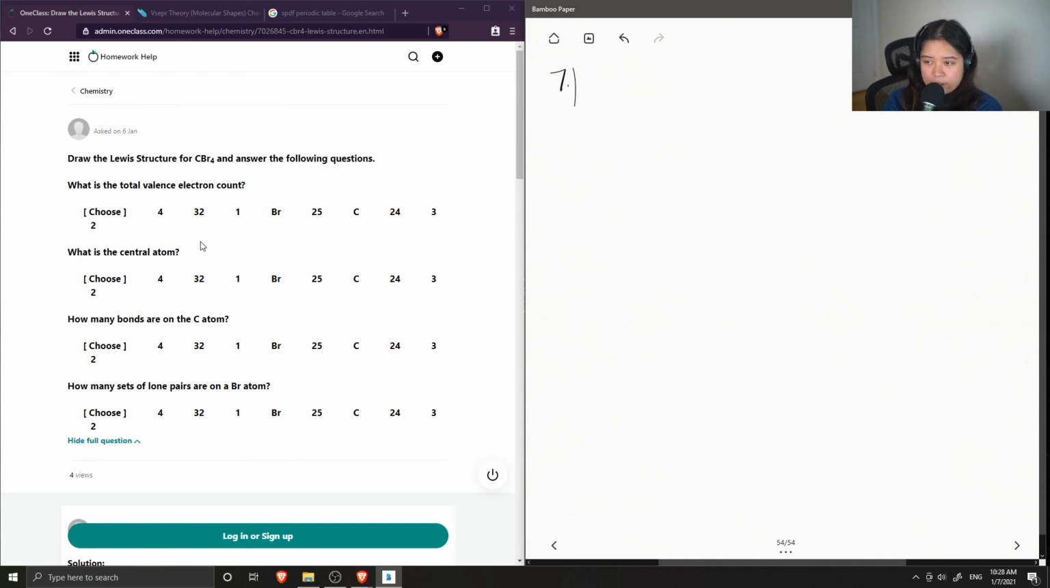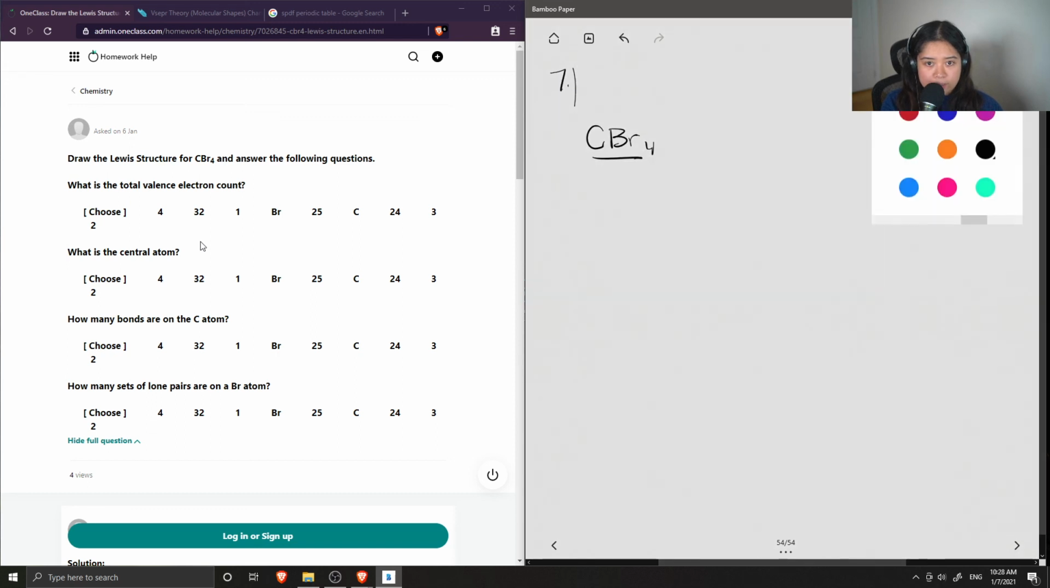Okay, so this will help when we just write out the Lewis structure. So first, let's calculate the total valence electrons.